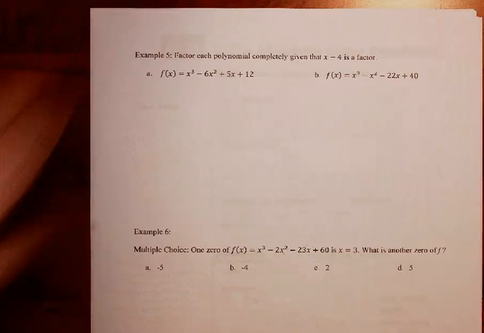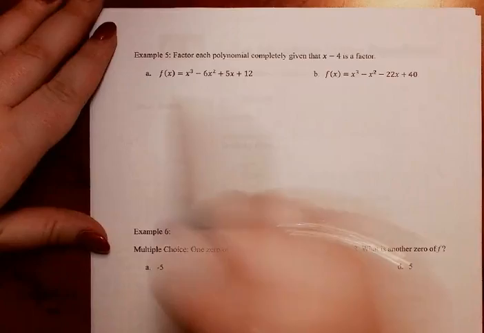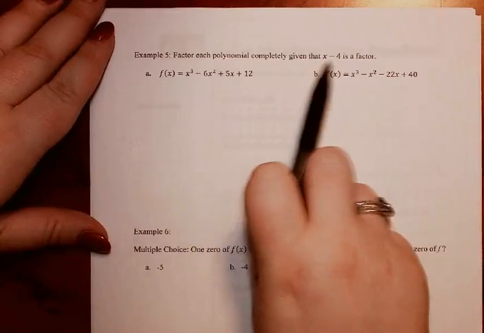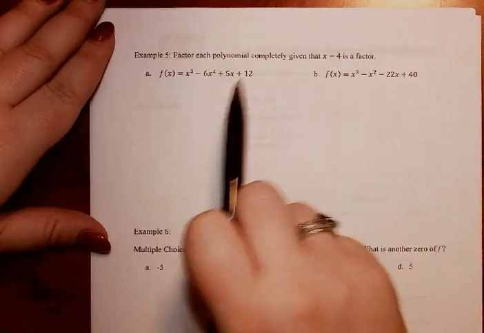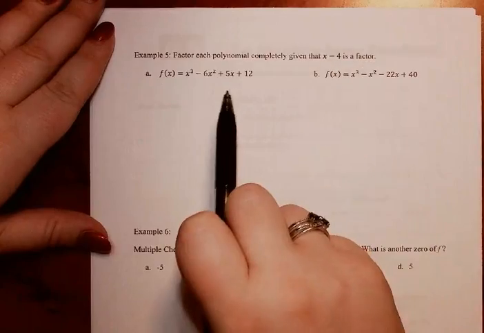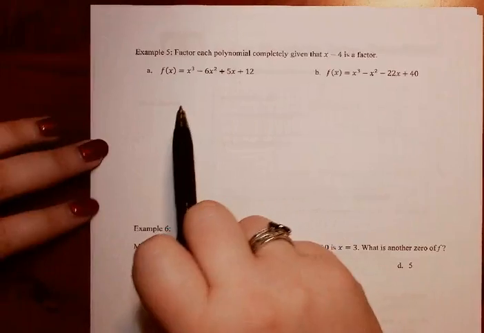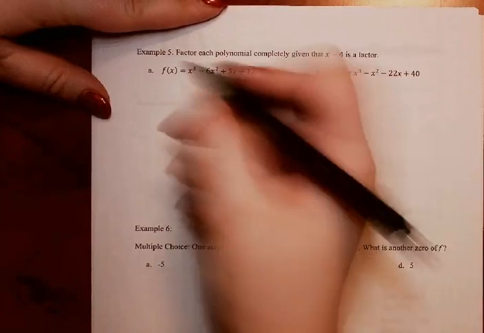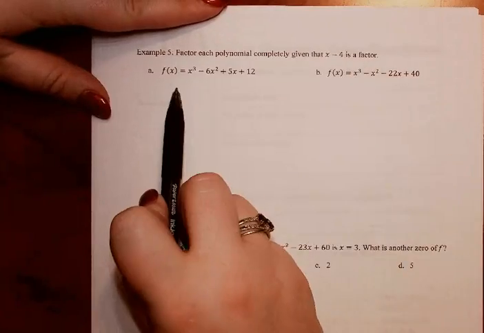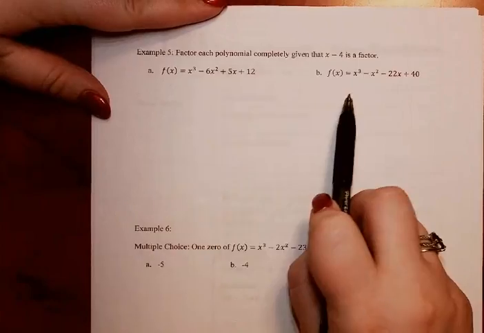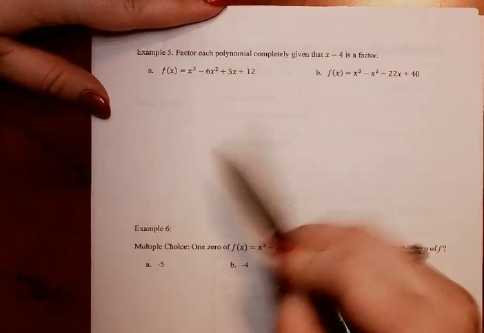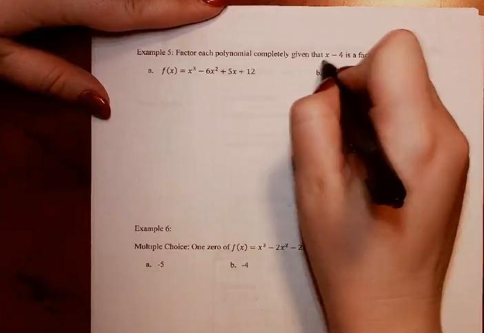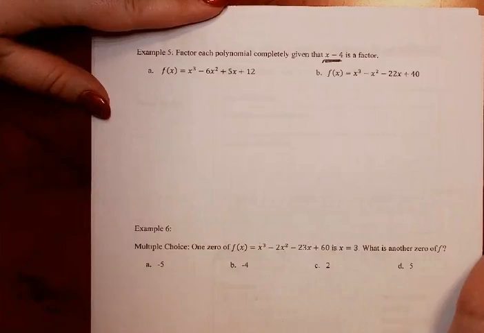So now we're going to have a couple of examples here. Example 5. Factor each polynomial completely given that x minus 4 is a factor. So if it is a factor, we can divide by that, and then we can factor from there. So we know that x minus 4 is a factor, so I'm going to use polynomial long division to do this one and synthetic division to do this one. But you can pick either method for either question.